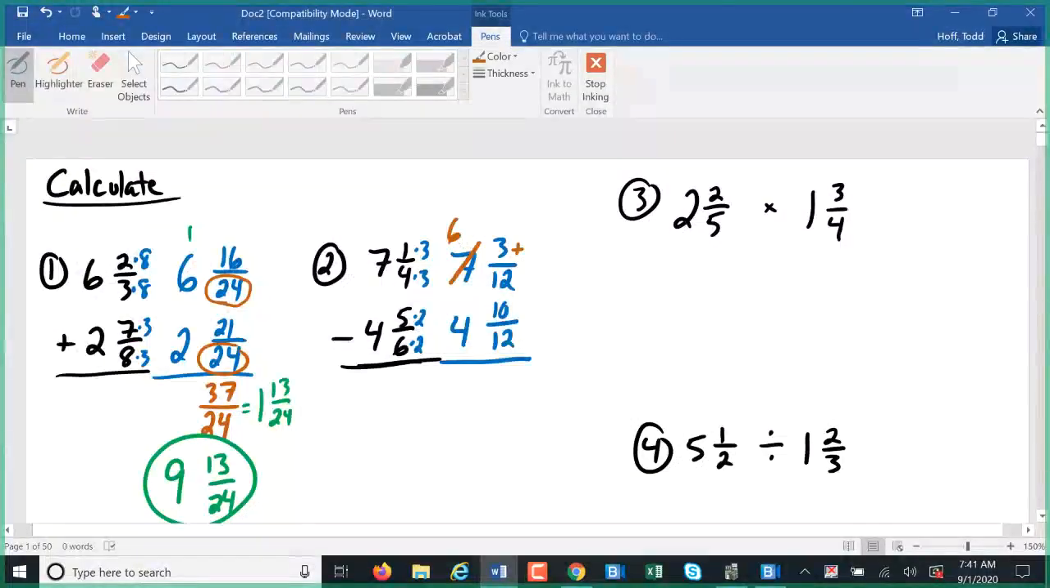We borrowed one whole object, but the 3 is pieces. We have to turn that whole object into pieces. The denominator of 12 tells us that that one whole object contains 12 pieces. So 3 plus 12 is 15 12ths now. Now we go to subtract. 15 minus 10 is 5 12ths. And 6 minus 4 is 2. 2 and 5 12ths. Any questions there?